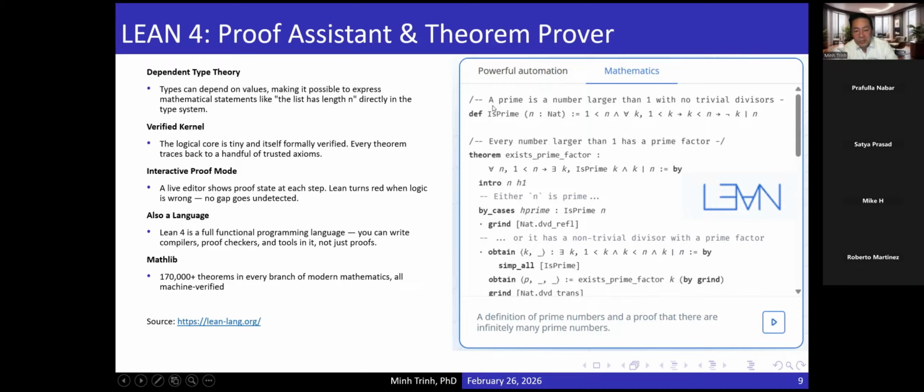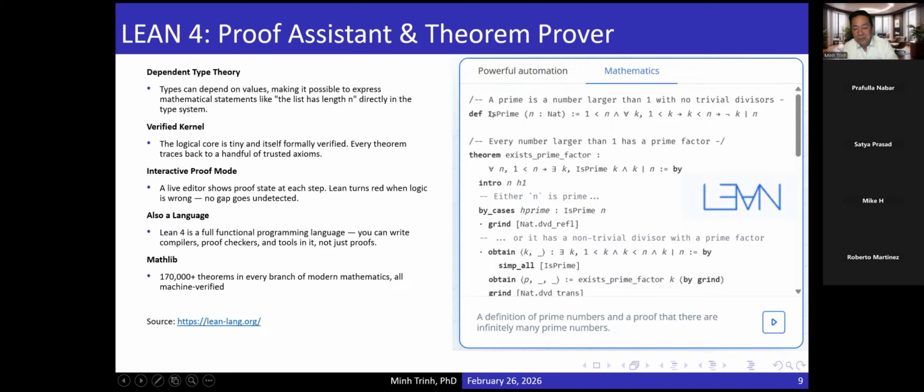Right? So here you see an example. In a math article or textbook, a prime number: a prime is a number larger than one with no trivial divisors. Right? So you can divide only by itself or by one. It's a prime number. So this is written in English, right? But you cannot give this to Python, and Python cannot do anything with it. So Lean translates this into this as a definition, right?